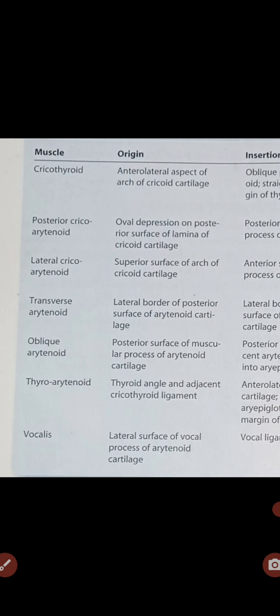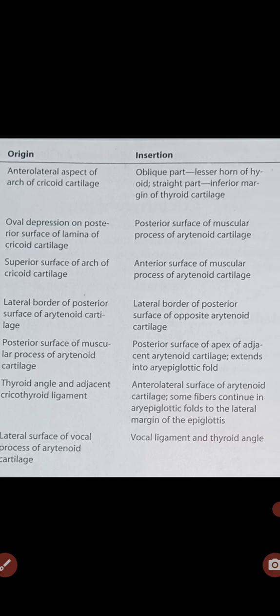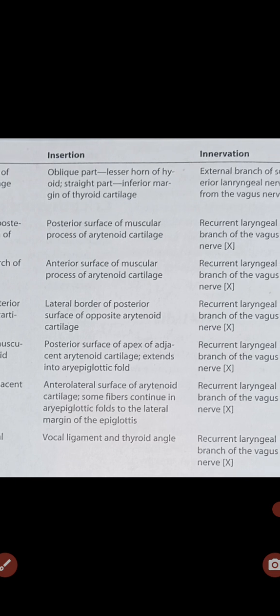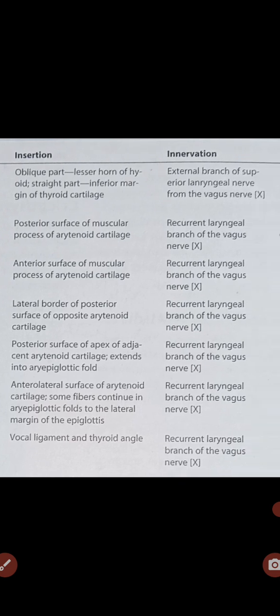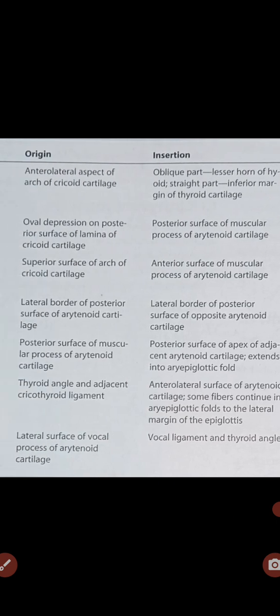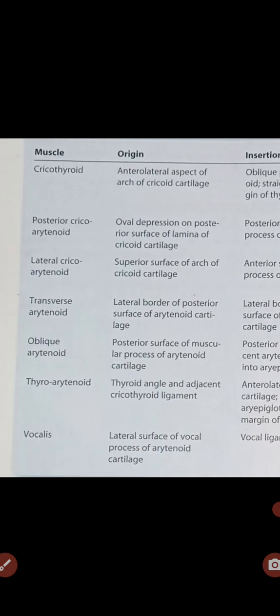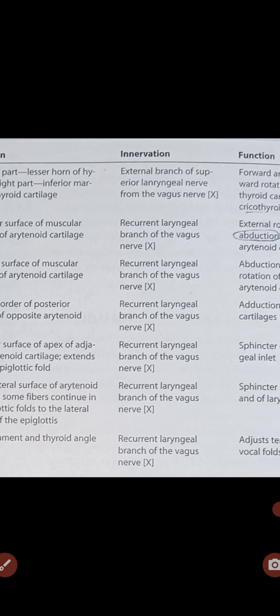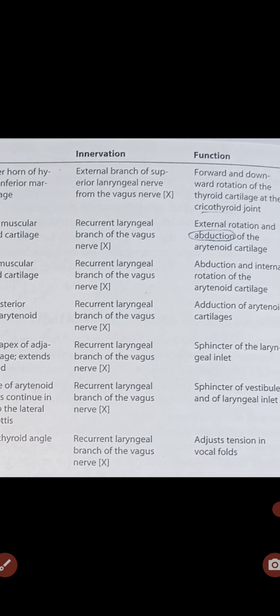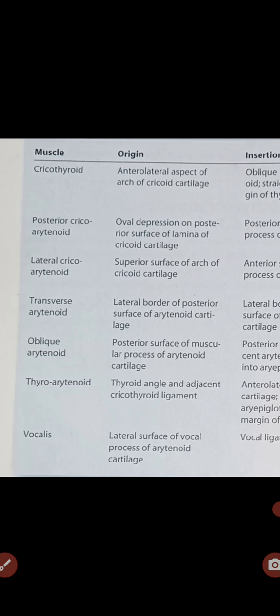Next is the lateral cricoarytenoid. Origin is from the superior surface of the arch of the cricoid cartilage, and insertion is on the anterior surface of the muscular process of the arytenoid cartilage. Innervation is by the recurrent laryngeal branch of the vagus nerve, and function is abduction and internal rotation. The lateral cricoarytenoid has abduction and internal rotation, while the posterior has external rotation and abduction of the arytenoid cartilage.